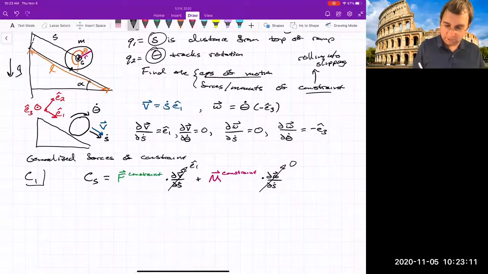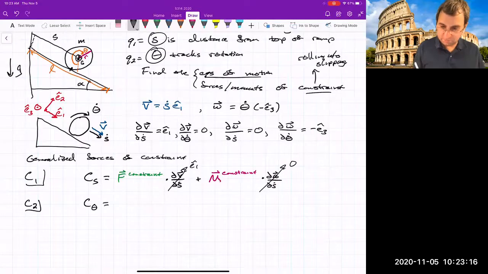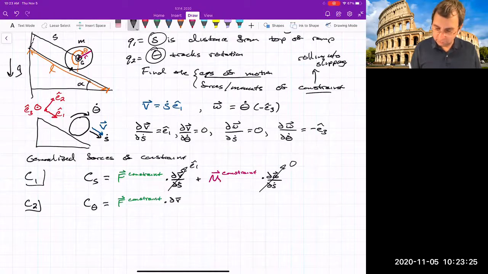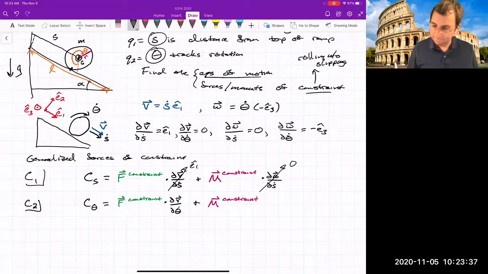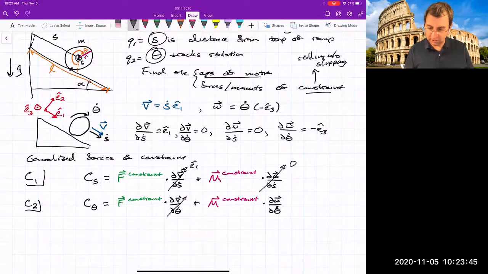What about C theta, which would also be called C2? C sub theta is again the force of constraint dotted with partial V partial theta dot, plus the moment of constraint dotted with partial omega partial theta dot. Partial V partial theta dot is 0, and over here, this is in the negative E3 direction.